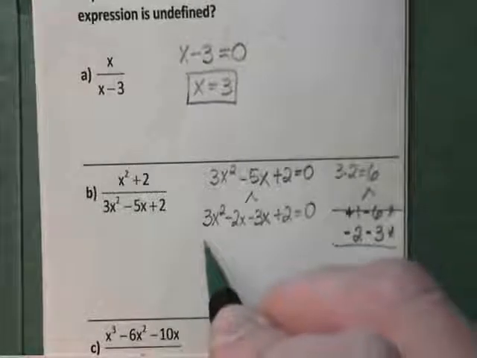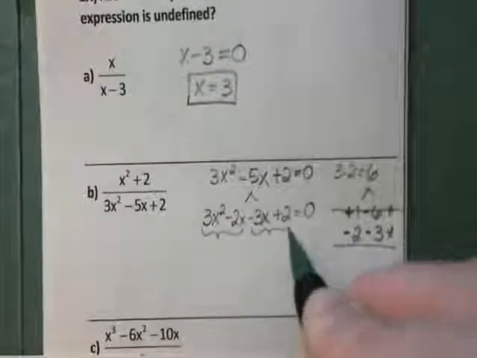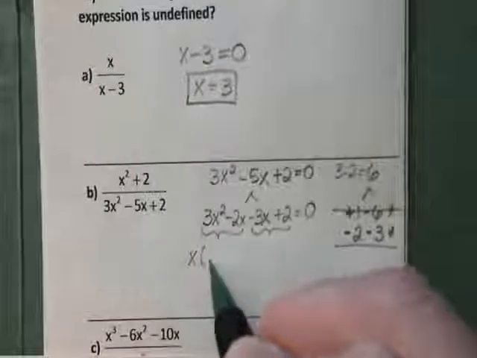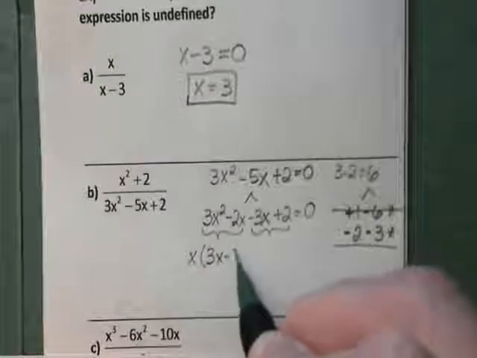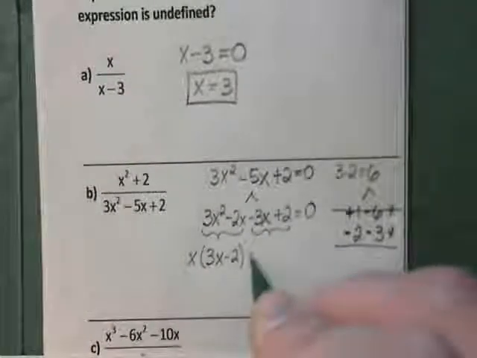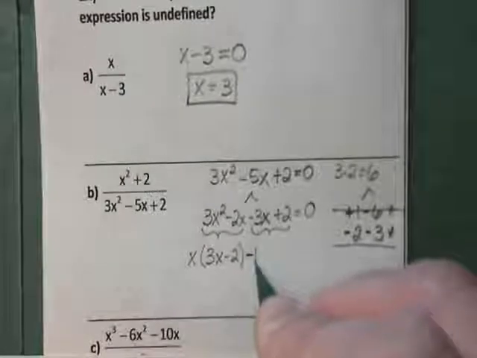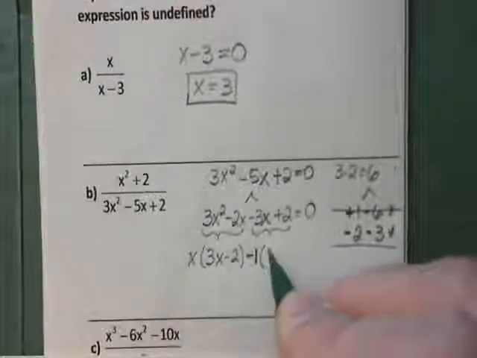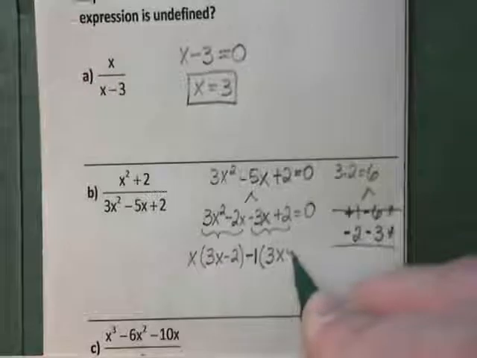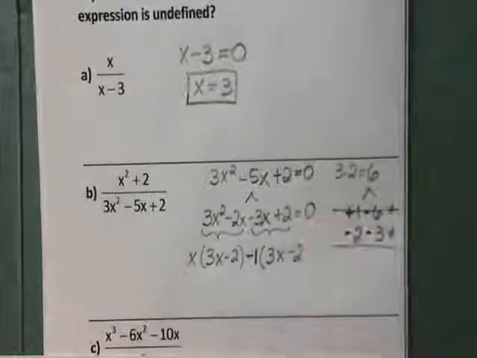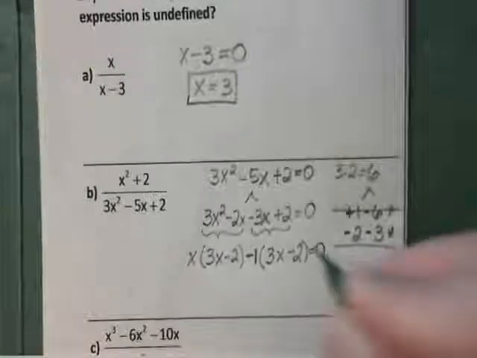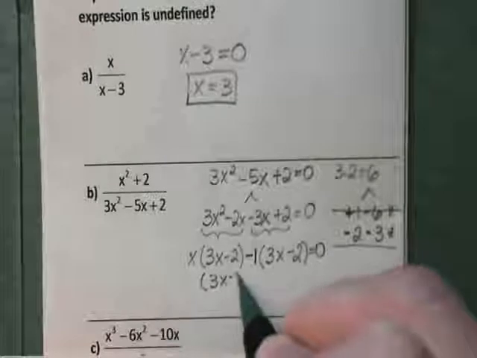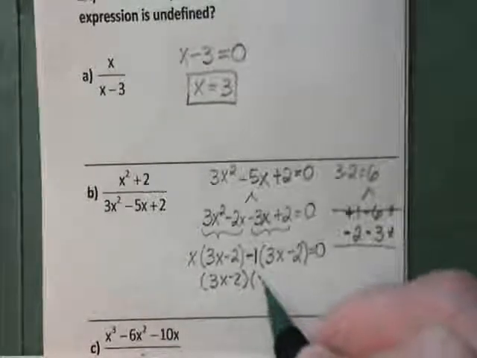Okay, now let's see if we can group them. If we group them, what can I factor from the first 2? Well, I can factor out an x. So that means this would be 3x minus 2. And the last 2, what can I factor from both? Well, the only thing I can factor is a 1. So let's put a negative 1. So negative 3x divided by negative 1 is 3x. And positive 2 divided by negative 1 is negative 2, equals 0. And now we're going to split up. So this would be 3x minus 2 and x minus 1.